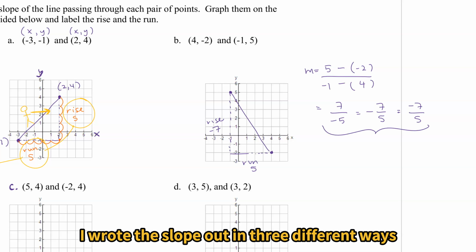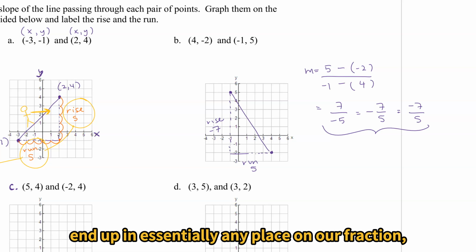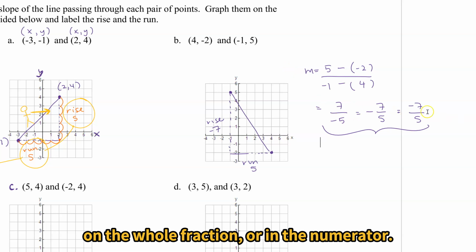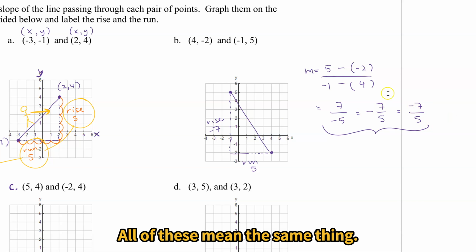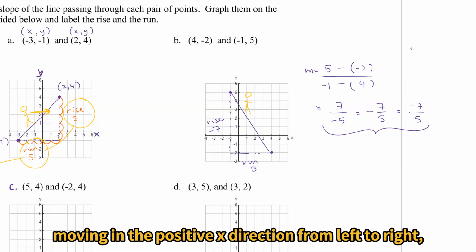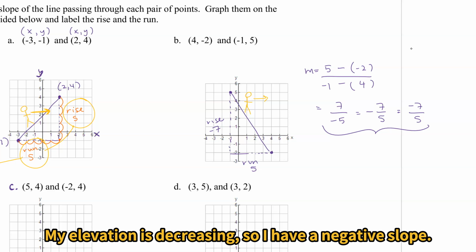I wrote the slope out in 3 different ways here to illustrate that that negative sign can end up in essentially any place on our fraction, whether it's in the denominator, on the whole fraction, or in the numerator. All of these mean the same thing. Also, if I'm a person on this line moving in the positive x direction from left to right, notice that my person is now walking downhill. My elevation is decreasing, so I have a negative slope.